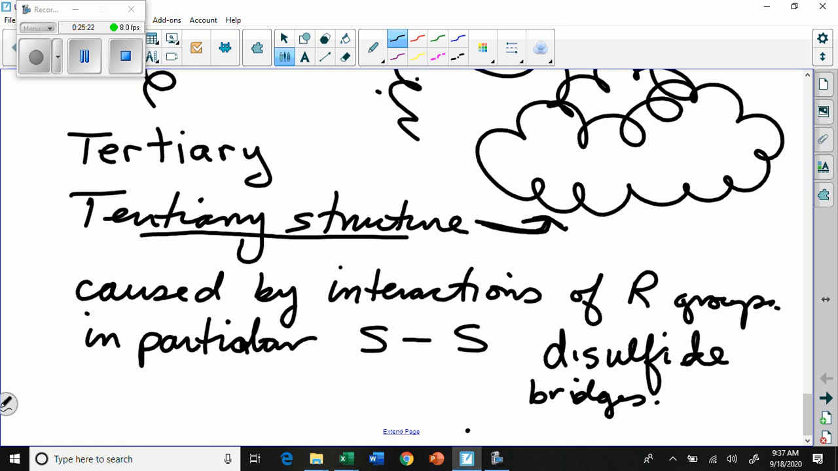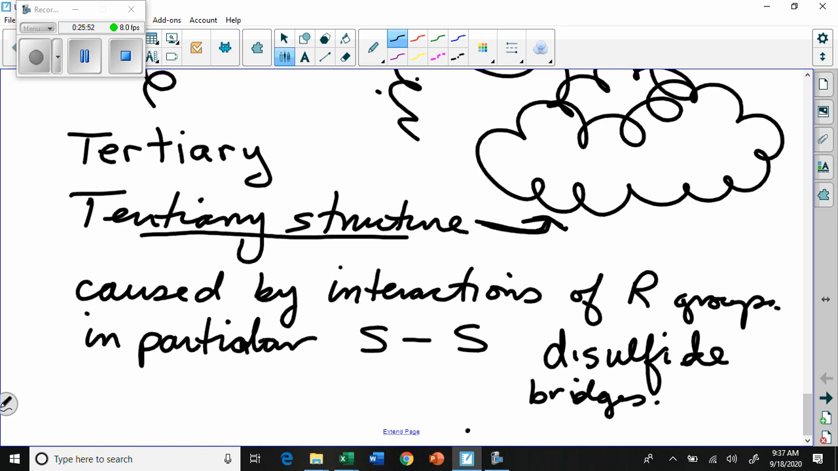Primary, secondary, tertiary. Okay? So there's the long string. The long string is the primary structure. Then it gets coiled or pleated in a sheet. That's the secondary structure. And that happens because of interactions between the R groups, but more so because of charge differences. Okay, so that twisting and coiling is more because of the pushing and pulling of electron pairs in the R groups that are like the VSEPR theory, trying to get away from each other.